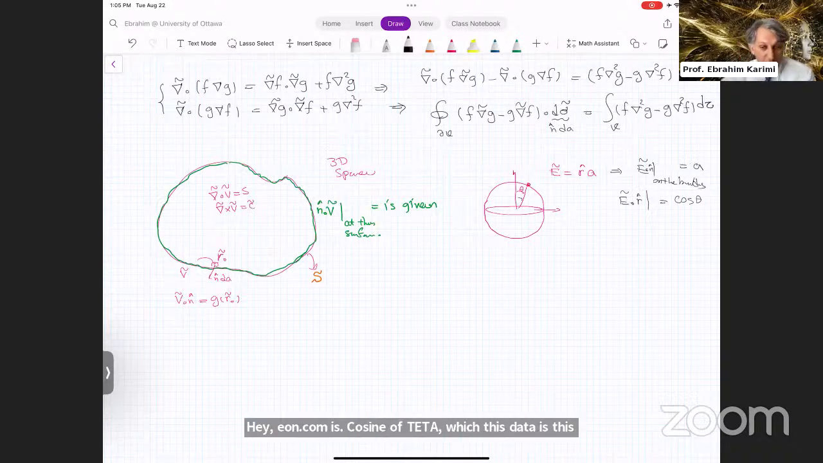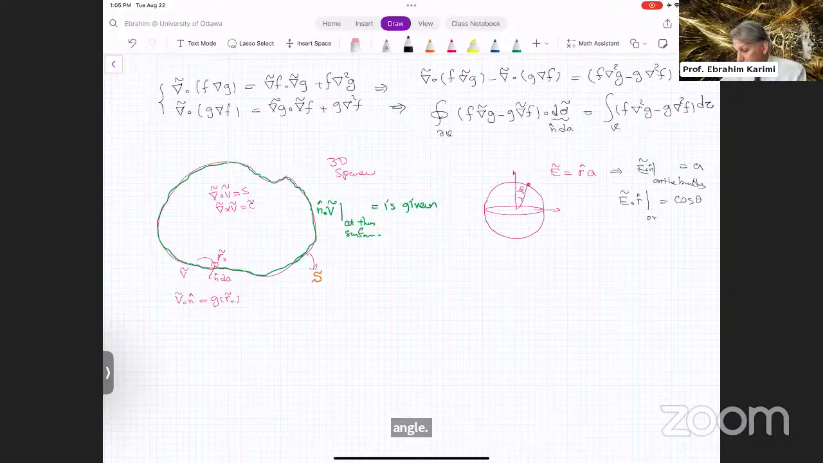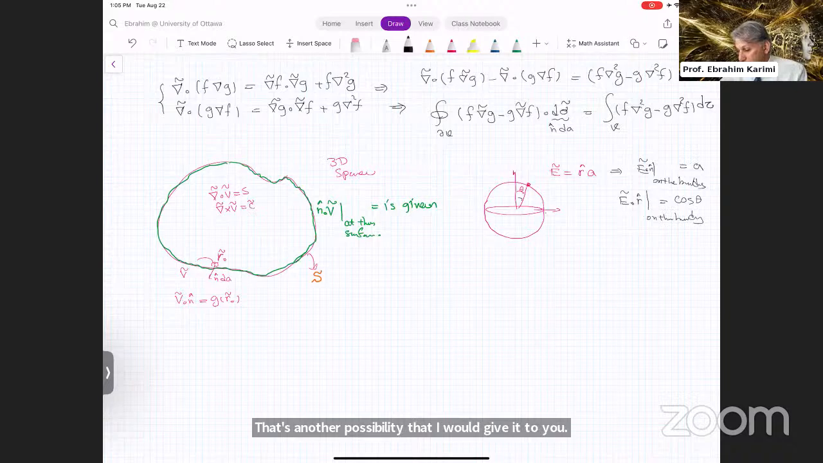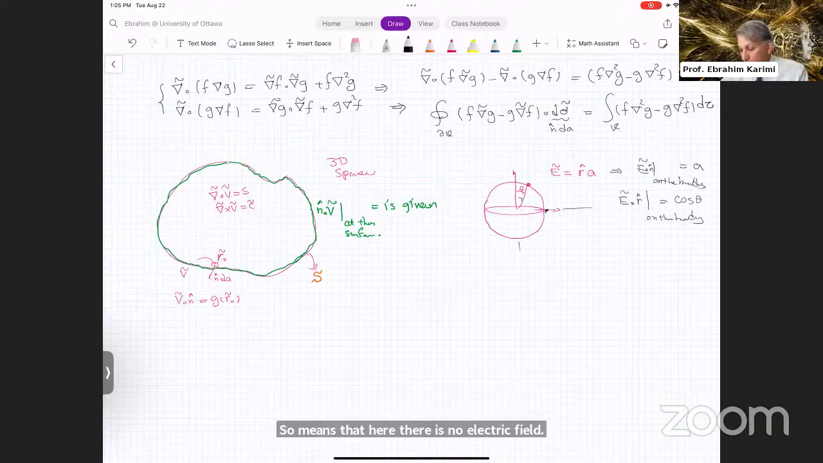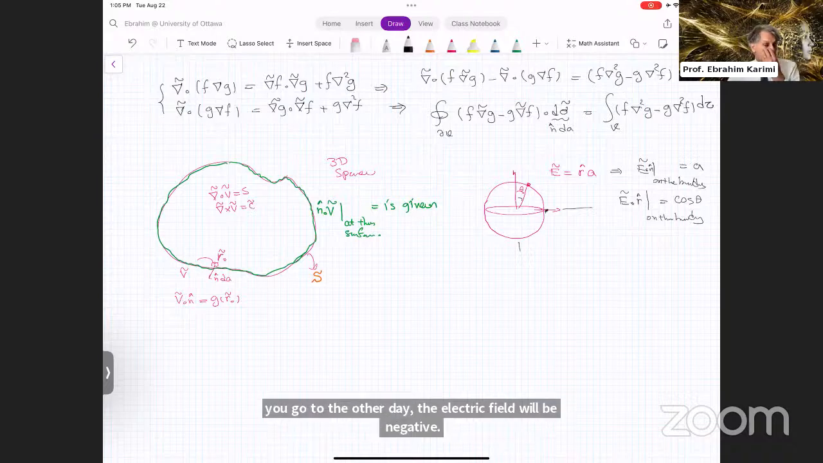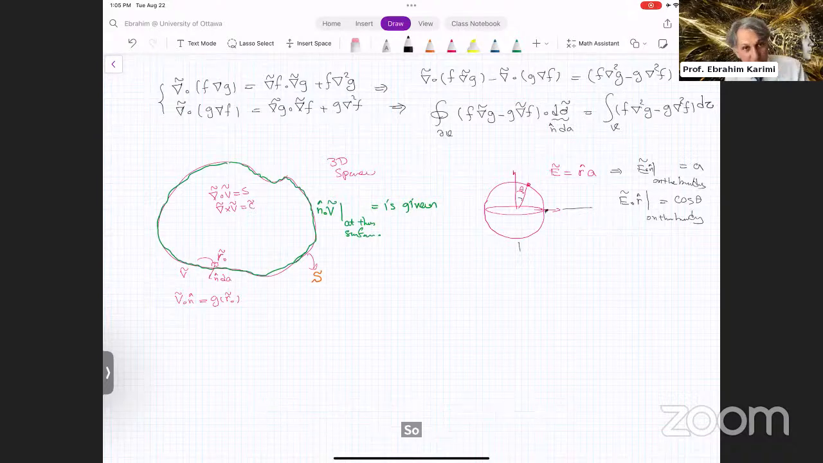That is another possibility that I can give you on the boundary. What does it mean? For example, if theta is equal to pi divided by 2, cosine of pi divided by 2 is equal to 0, so here there is no electric field. While if you go to the other direction, the electric field will be negative. So that's the boundary condition that I can have.